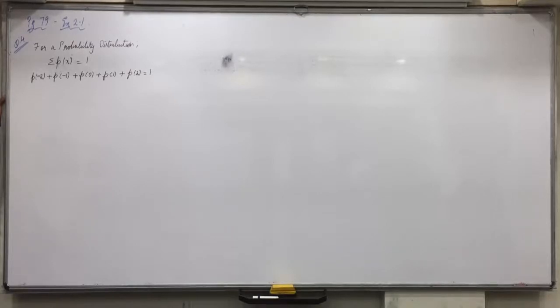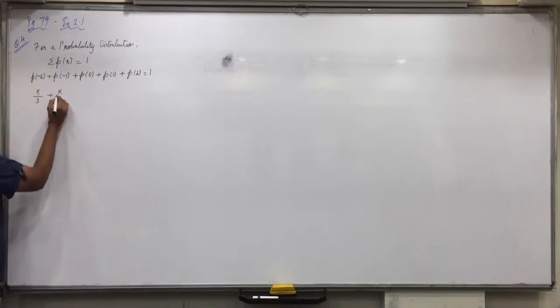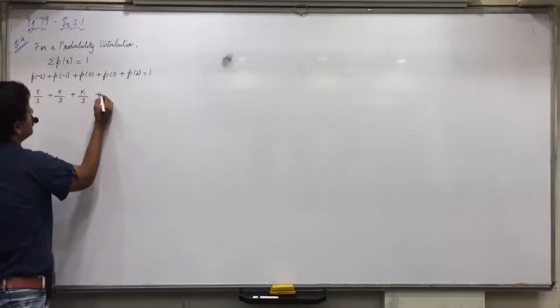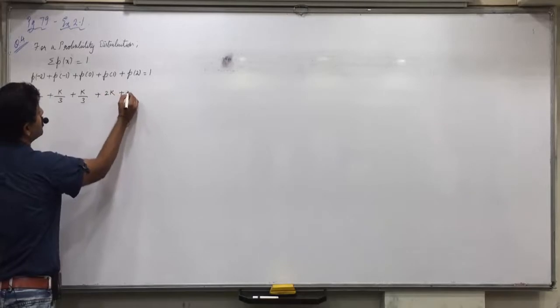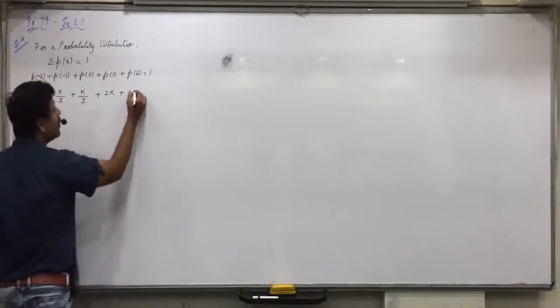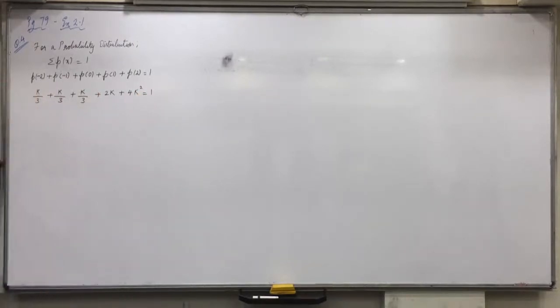So we will substitute the value k by 3 plus k by 3 plus k by 3 plus 2k plus 4k square. Yes. Now we'll put the probabilities k by 3 plus k by 3 plus k by 3 plus 2k plus 4k square is equal to 1. Now simplifying this, we have to find the value of k.